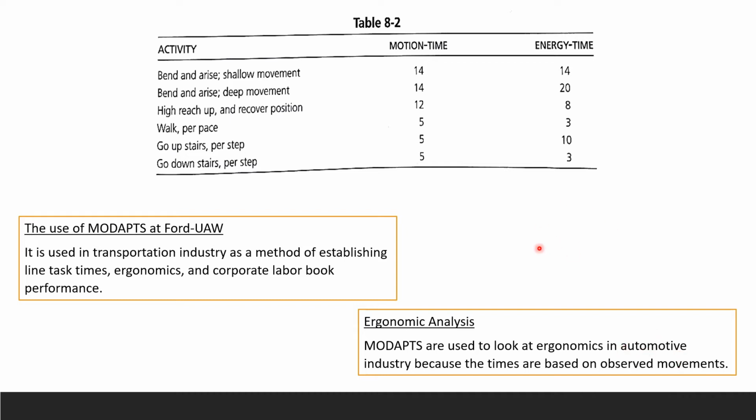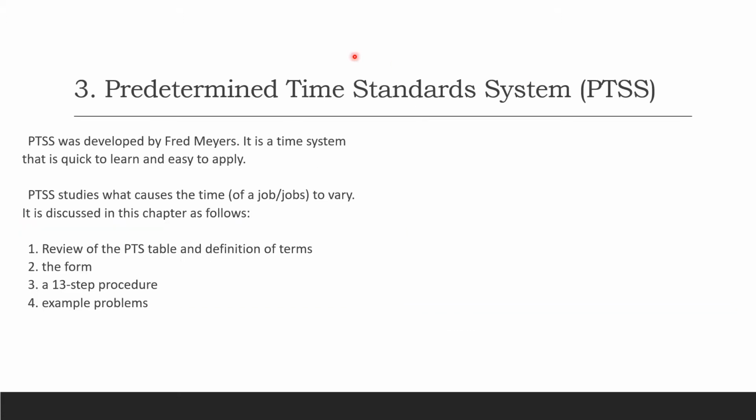In the lab or on the assembly line, you will be doing MODAPS. You have to make sure you know how to recognize the motion of the hand, and don't go so fast that you won't catch these movements, and then you go into micro motion study and come up with your MODAPS code. PTSS was developed by Fred Meyers, and it's a time system that is really quick to learn and easy to apply.